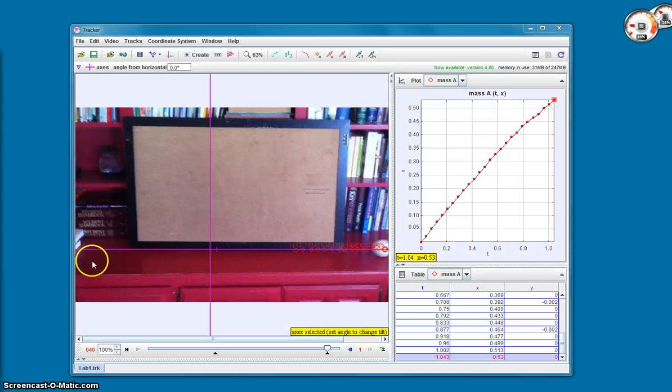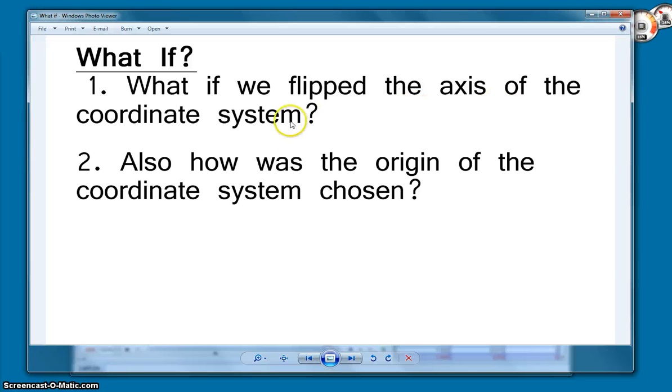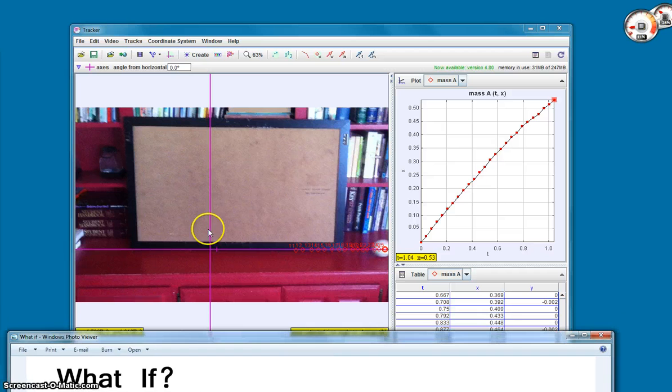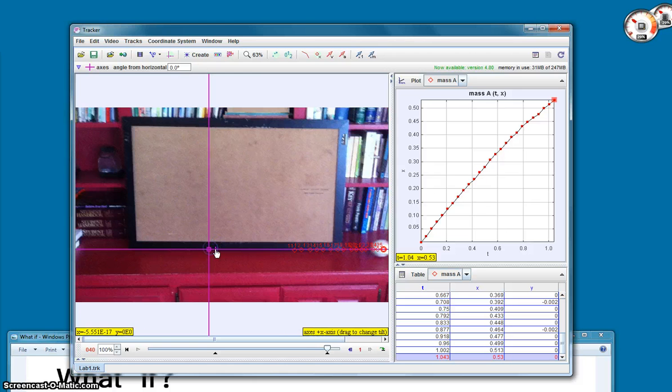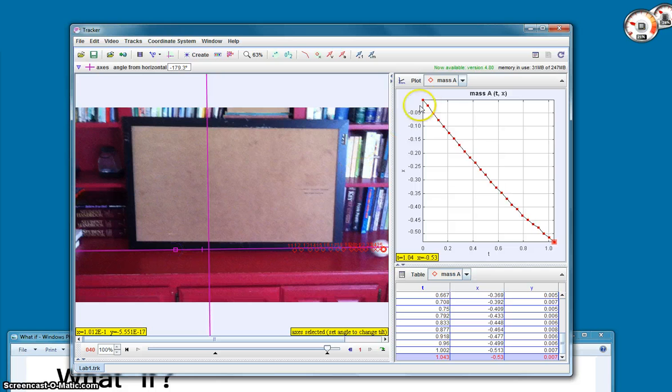So what if we flipped the axis of the coordinate system? Well, if we flipped the axis, it would essentially change the direction the ball was heading in. Instead of in Tracker where it's going in the positive direction, say we flip this and it's set to go in the negative direction. Well, as you can see on this graph here, it goes in the negative x direction.